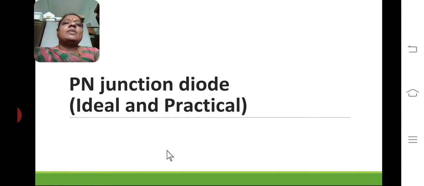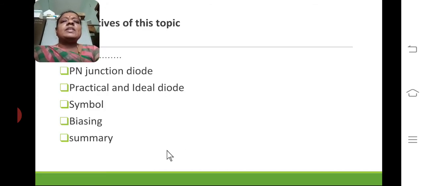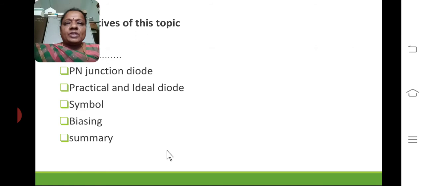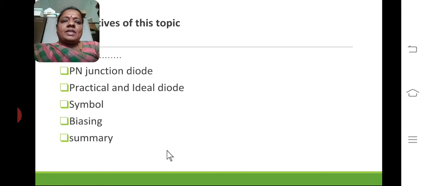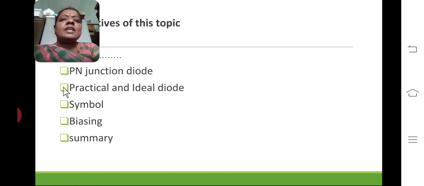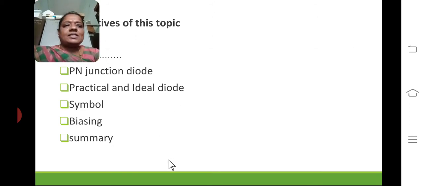Here I have written the objectives of this topic. That means the things we are going to study in the PN junction diode and its applications. We are going to study what a PN junction diode is, the practical and ideal diode, its symbol and the biasing. Finally, I am going to summarize what we have studied in this session.